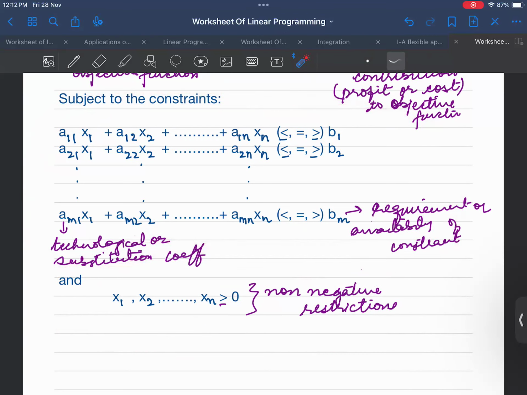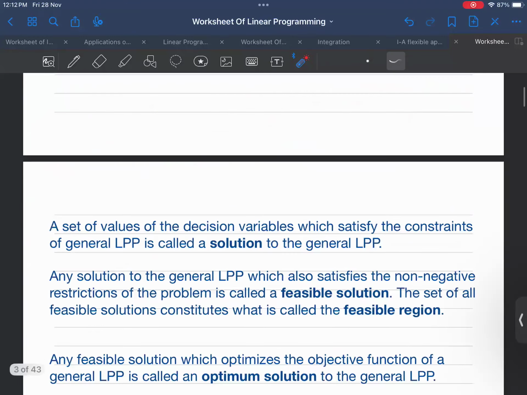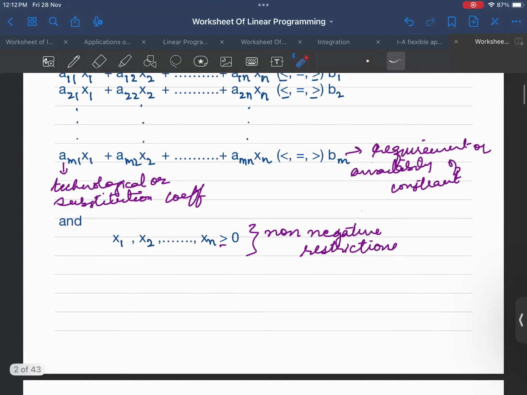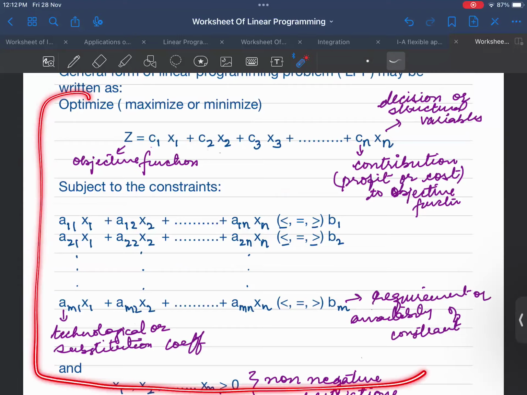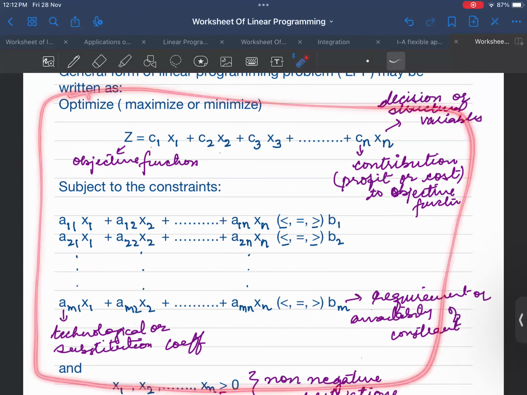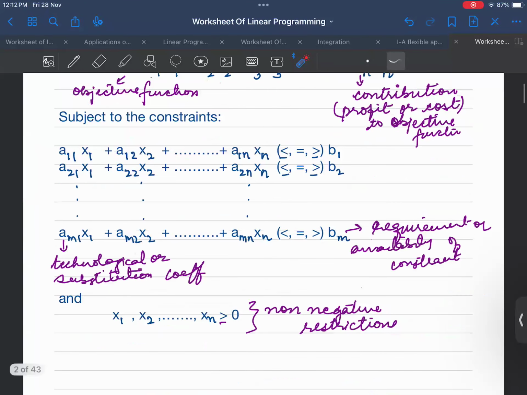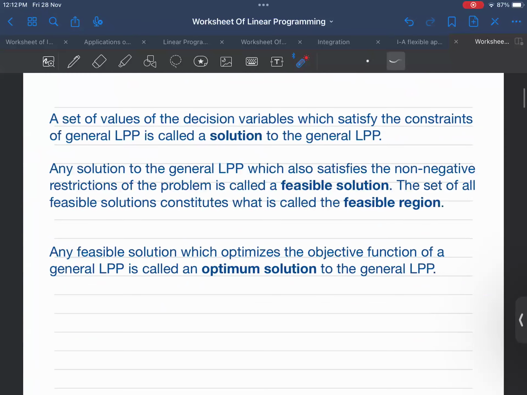And now, any feasible solution which optimizes the objective function of a general LPP is called the optimum solution of the general LPP. It means if all three things are satisfied, then we say it's an optimal solution, right? A solution may be feasible or not, we don't know. But if it's a feasible solution, then it's necessary to be a solution. We don't know whether a feasible solution is an optimal solution or not, but an optimal solution is necessarily a feasible solution. Is it clear?